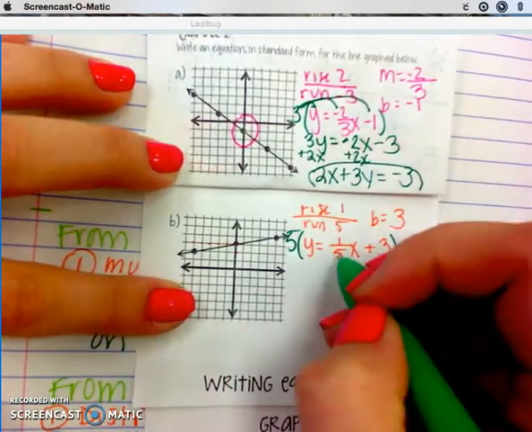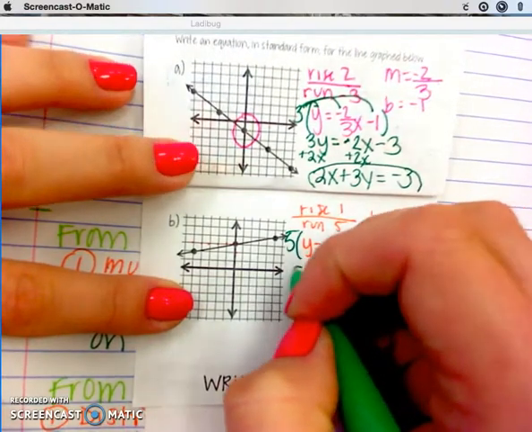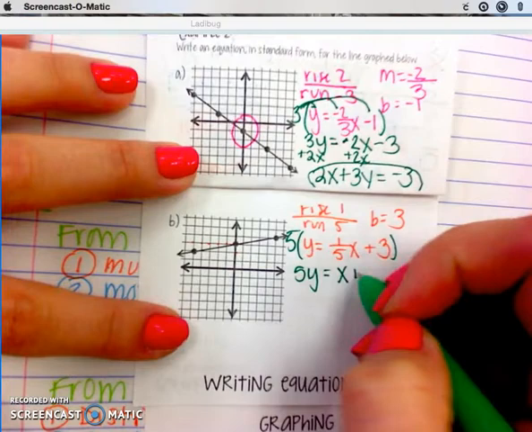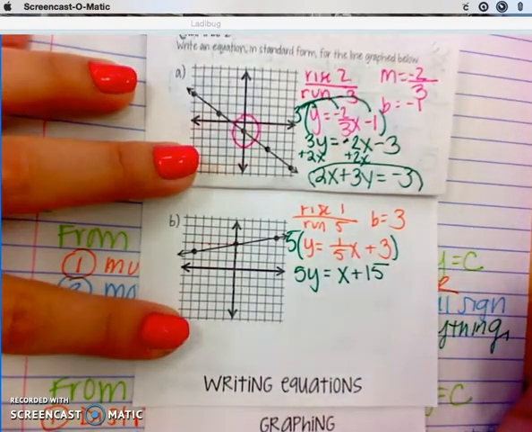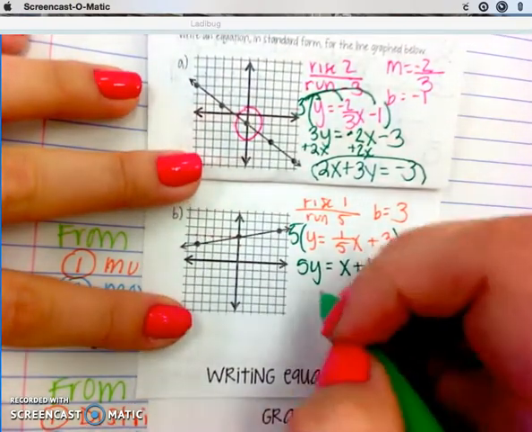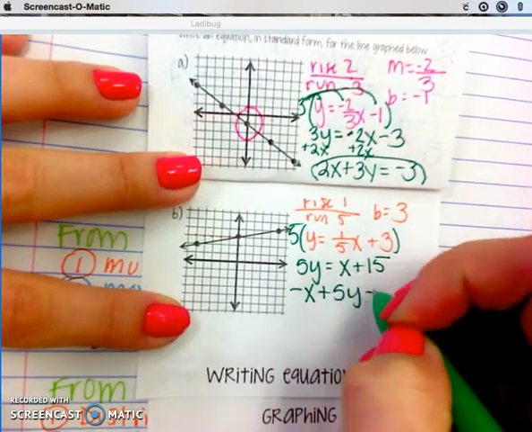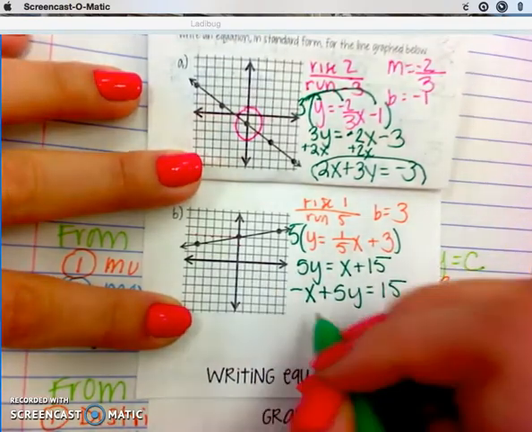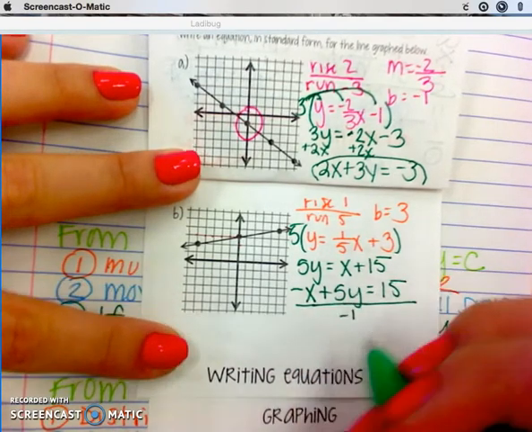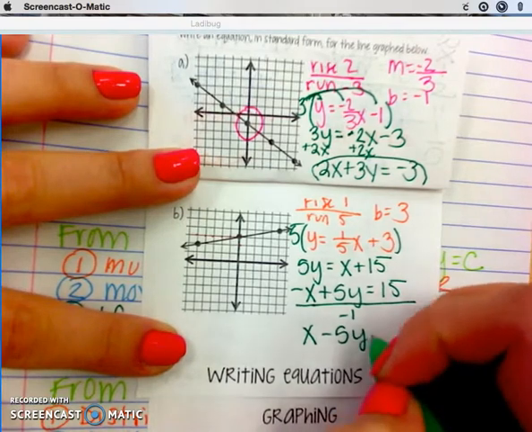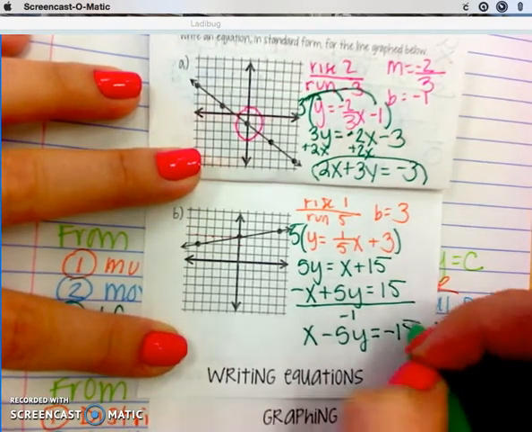Get rid of the 5. Distribute: 5y equals 1x, or just x, plus 15. Subtract over x. -x plus 5y equals 15. And divide out a -1. x minus 5y, which is just changing all the signs, is -15.